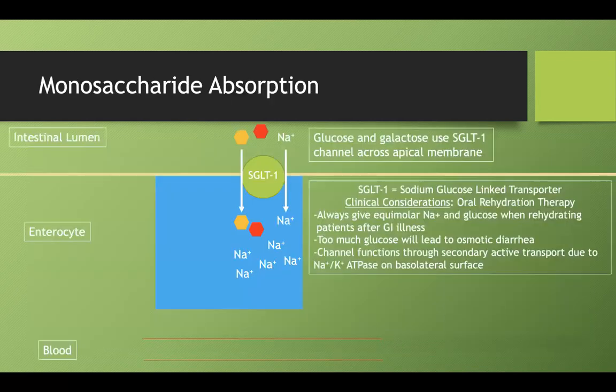So this is from our small intestine lecture, and I point out that several of these monosaccharides use this SGLT1, and for every glucose or galactose that enters, you need a sodium to enter as well. And that's why when you're rehydrating, you should give equal concentrations of sodium and glucose. And if you don't do that, if you just give them a bunch of glucose, a lot of that glucose will just stay in the lumen because you have a relative sodium deficiency in the lumen, and this will cause an osmotic diarrhea.